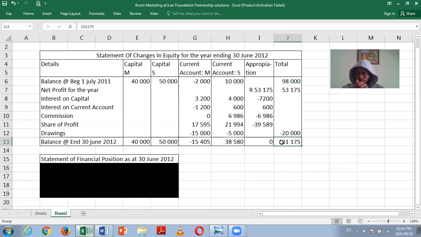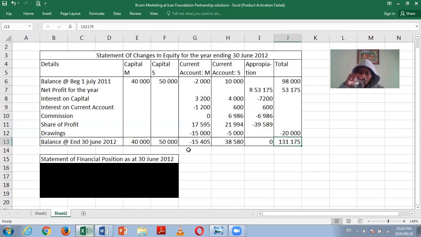And then here, which will prove that you are mostly correct, when you add the vertical, so when you add 98,53, you less 20, you must get 131. And then when you add them horizontally, 40, 50, less 15, plus 38, you must get 131,175, right? And then I think when you see this vertical and horizontal, you can put a smile on your face.